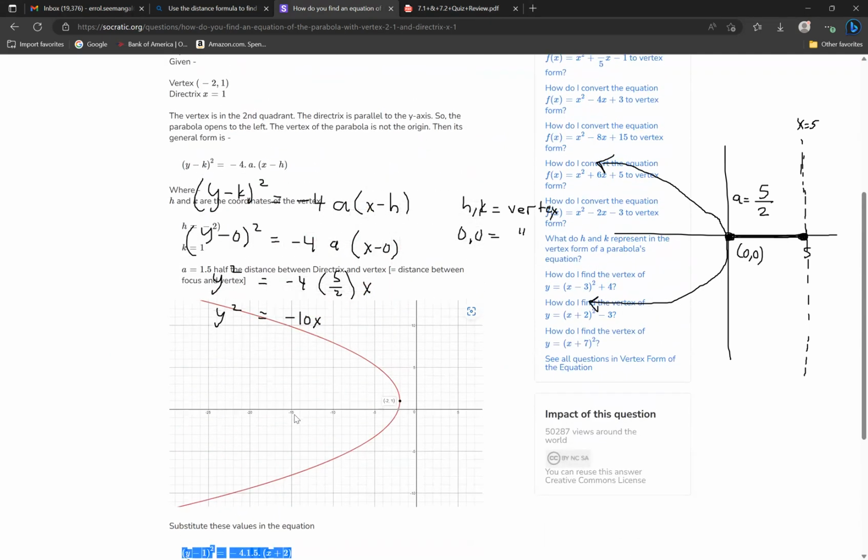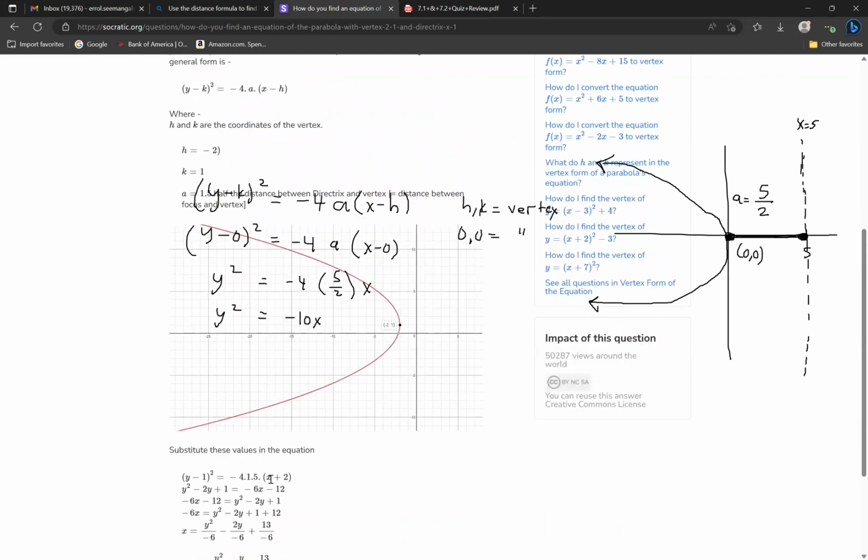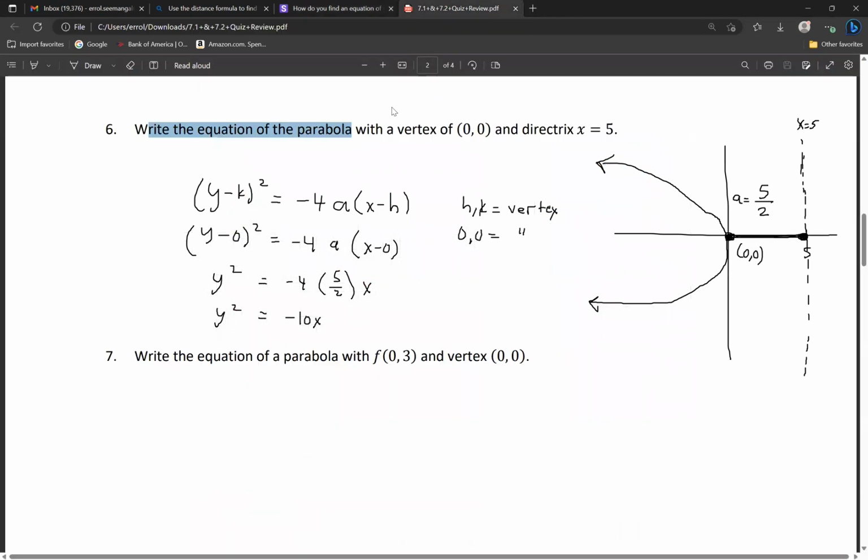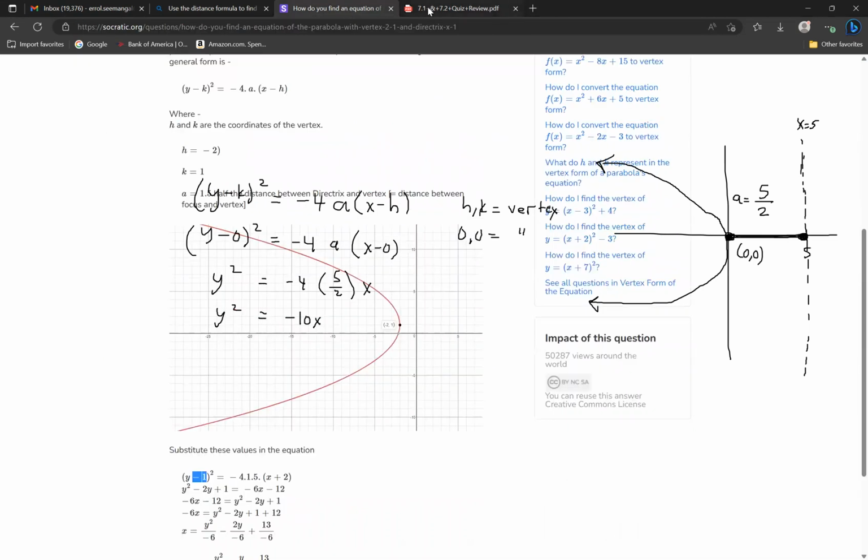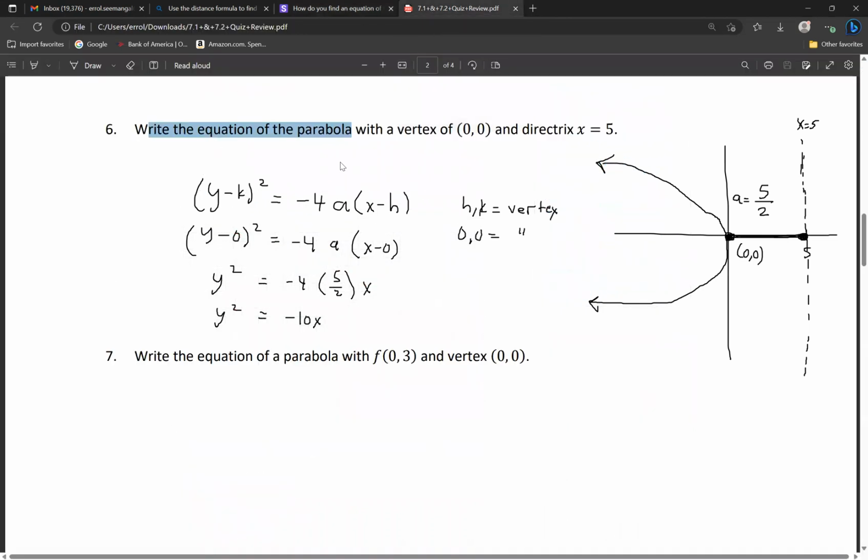The vertex is negative 2, 1. So there's your opposite of 2, and there's your opposite of positive 1. Okay, let's write it in that same order. So let's write it just like this, in this line right here. All right, so we know A equals 5 over 2.